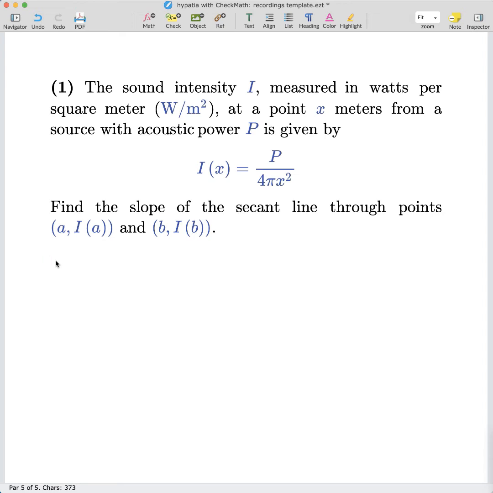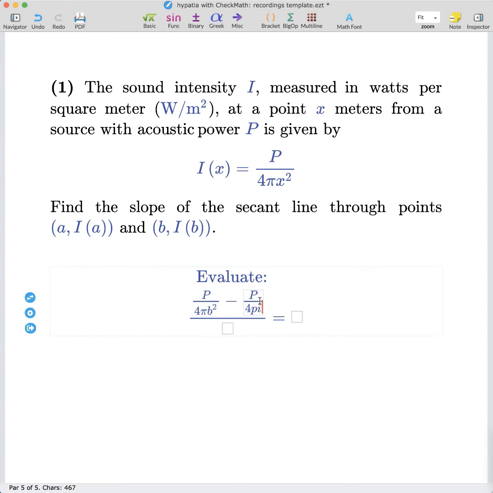Conceptually, this is a pretty simple problem, but let's make sure that our calculations are correct and double check our work. So we can open up a check math environment. So we can start writing out our formula for the slope of the secant line. This will be the ratio between the function values at points A and B. So we can write out point B minus the function at point A, and this will be over the difference between B and A, so B minus A.